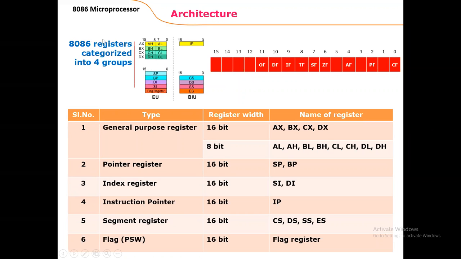Okay, and the register structure is divided category-wise. These are 4 groups: 1, 2, 3, 4. Okay, clear.